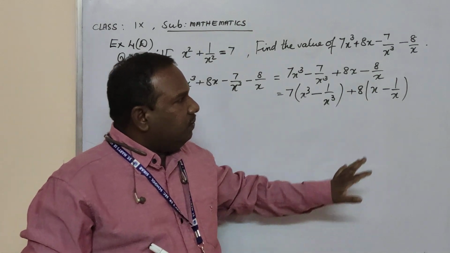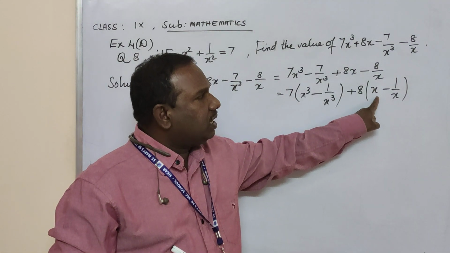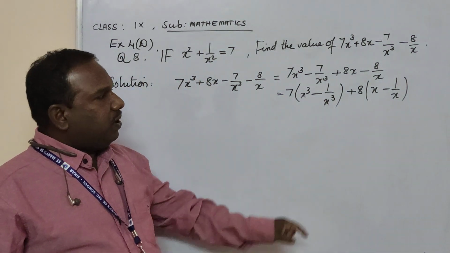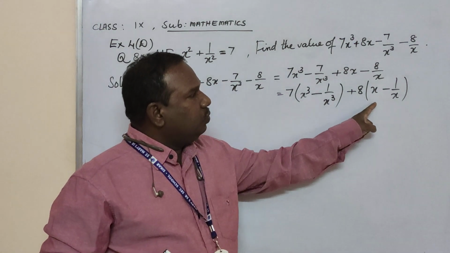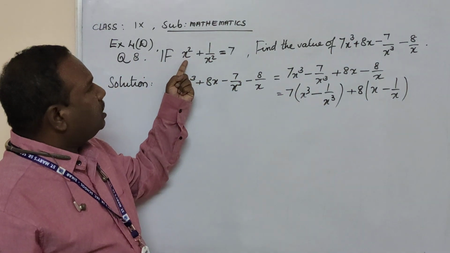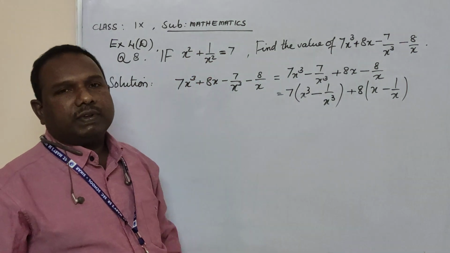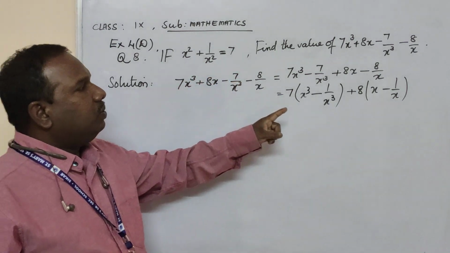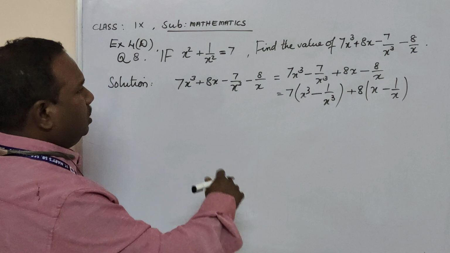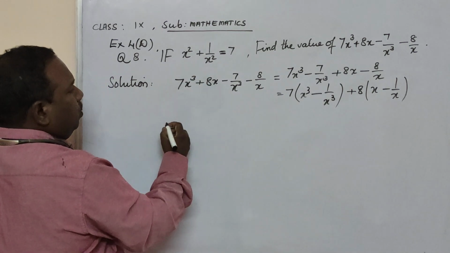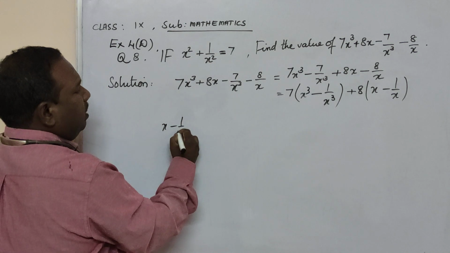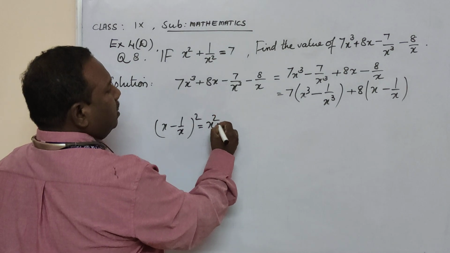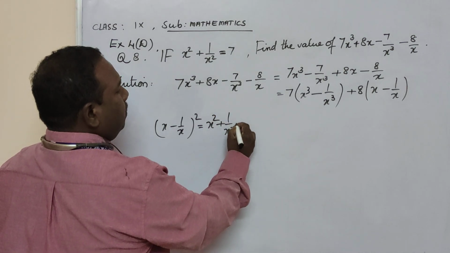So first of all, we have to find out the values of x minus 1 by x and x cube minus 1 by x cube. To find these values of these two parts, we can use x square plus 1 by x square is equal to 7. Using this, let's find out both values. How? Let's look. You know the identity: x minus 1 by x whole square is equal to x square plus 1 by x square minus 2.